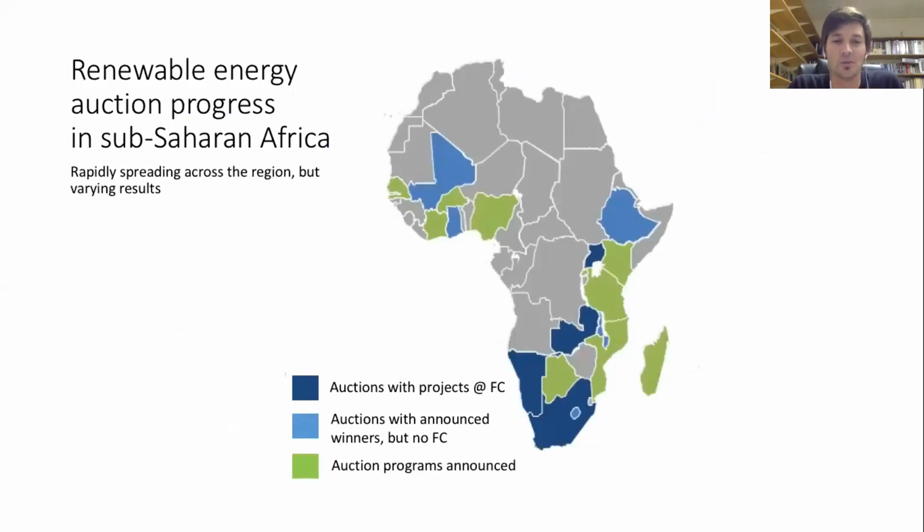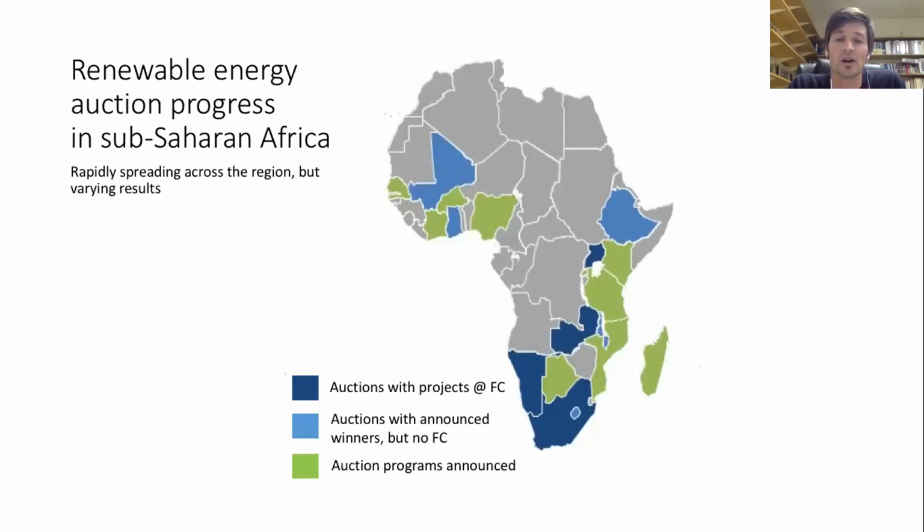You'll see the spread of auctions, and close to 20 countries in Africa have now announced that they're going to be running auction programs. About half of these announcements have just been in the past year. So it is a very new development, but it is developing quite rapidly. The dark blue is the countries where projects have actually reached financial close. The reason I highlight that is that it's very difficult for projects to reach that milestone in Africa. Normally an IPP takes on average about 7 years to reach financial close. That's not even construction having started.